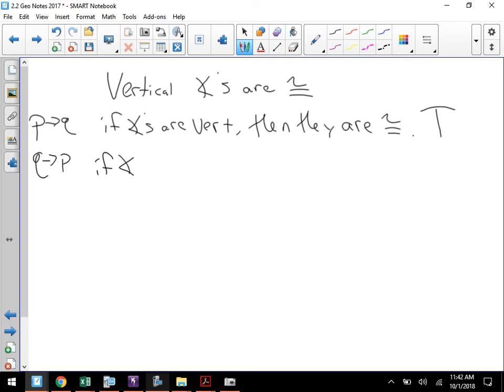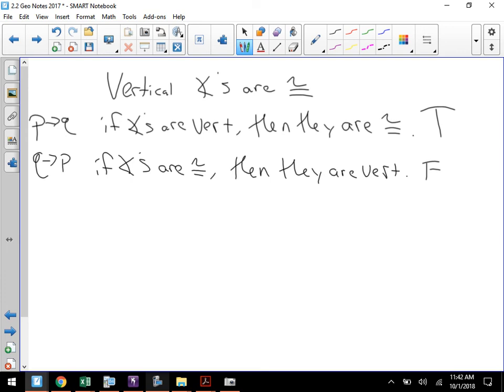If angles are congruent, then they are vertical. False. Counterexample. Could you draw a picture? Basically what you're saying here is that it's false because you can have angles that are congruent that aren't necessarily vertical. So in my mind, I think of it like this.